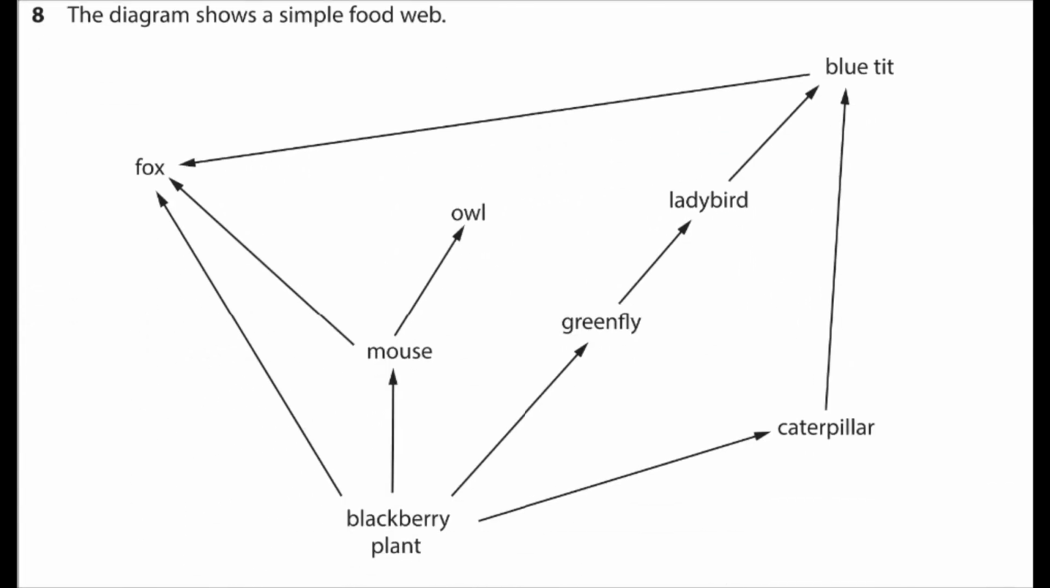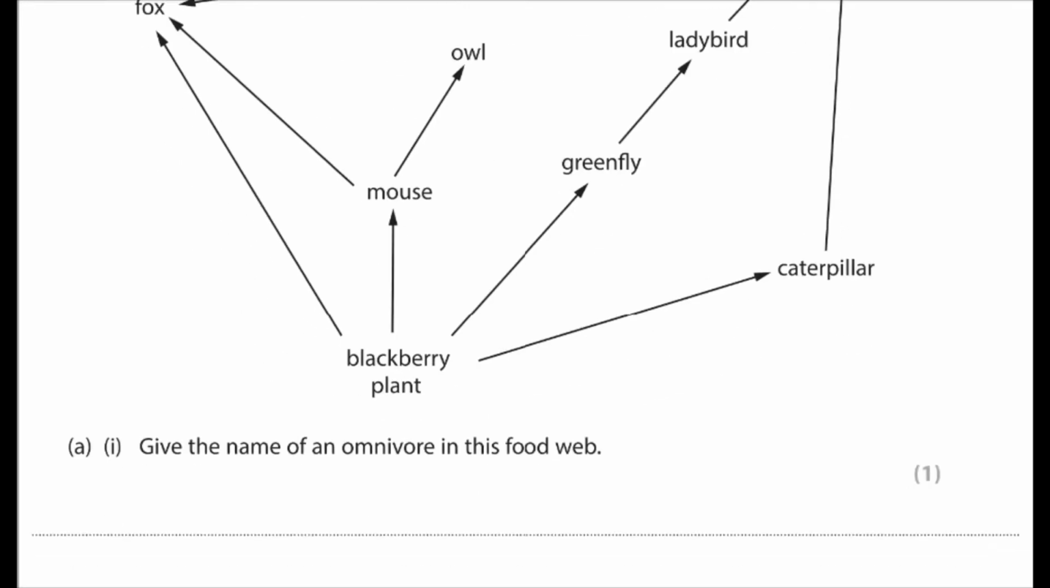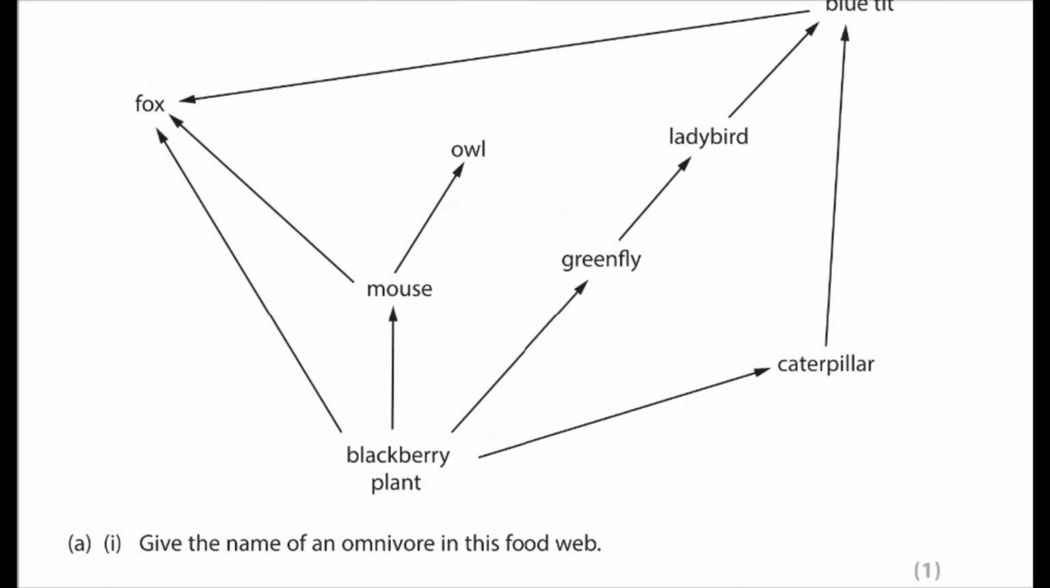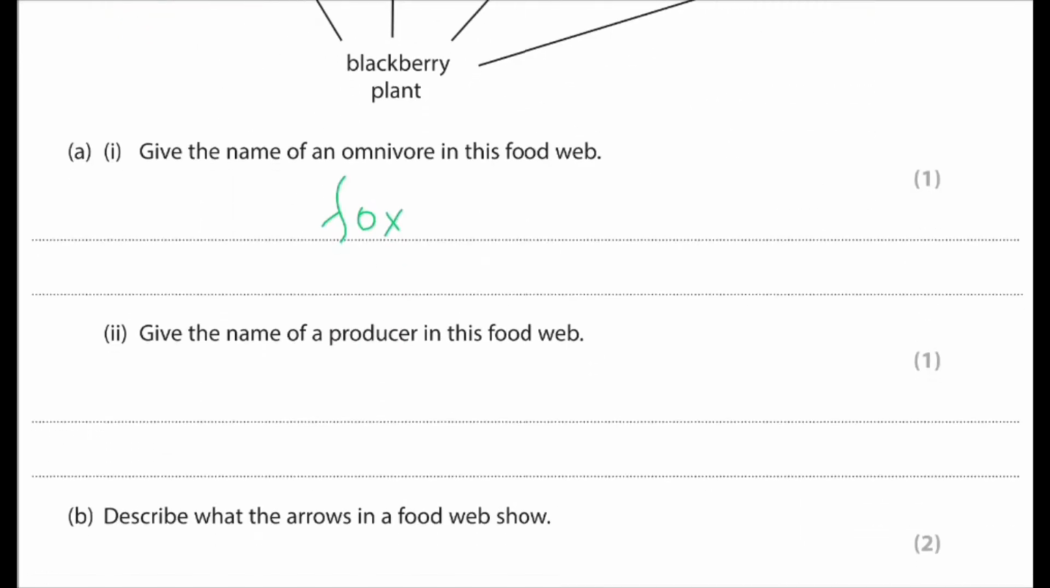Eighth question. The diagram shows a simple food web. You can see it starts with the blackberry plant. Give the name of an omnivore in this food web. If you look, you can easily see the fox is eating both the blackberry plant and mouse. So fox will be the omnivore here. Next question. Give the name of the producer in this food web. Producer we already know, that is the blackberry plant.